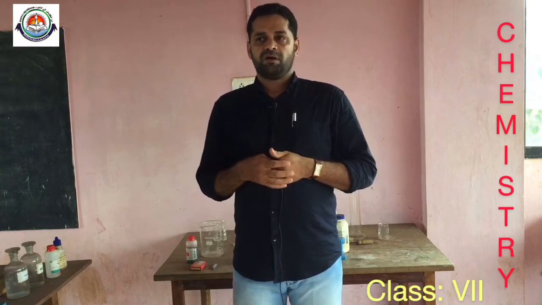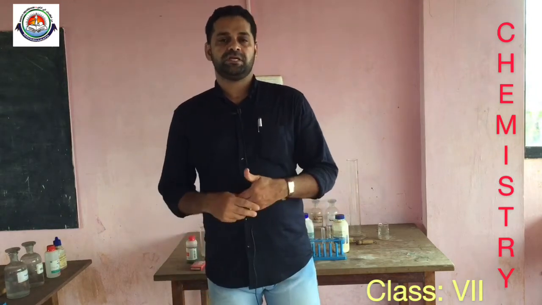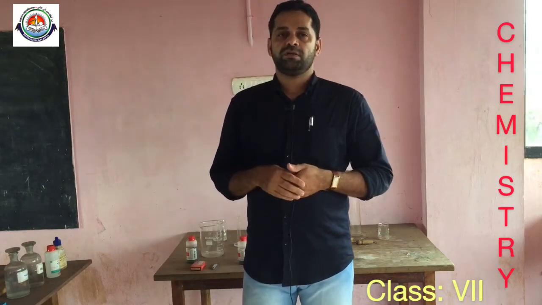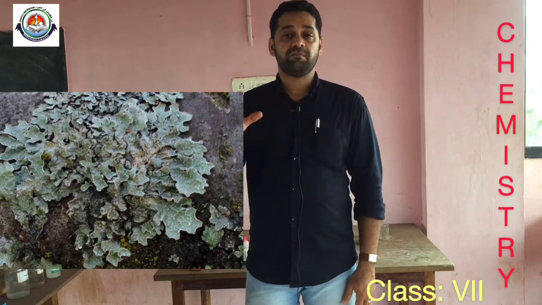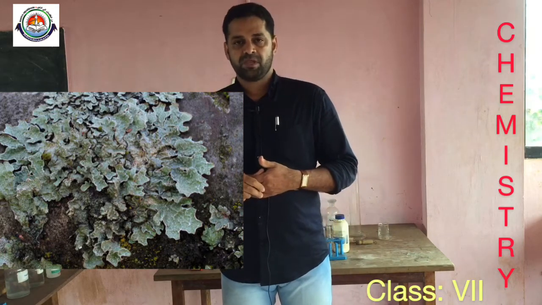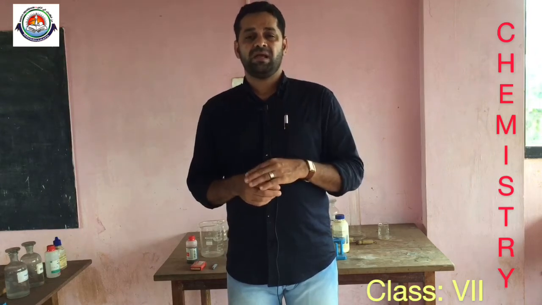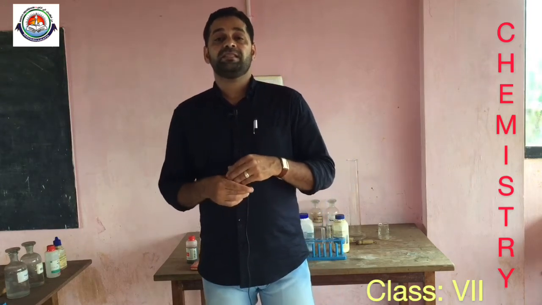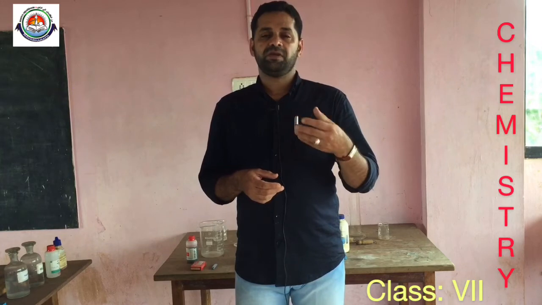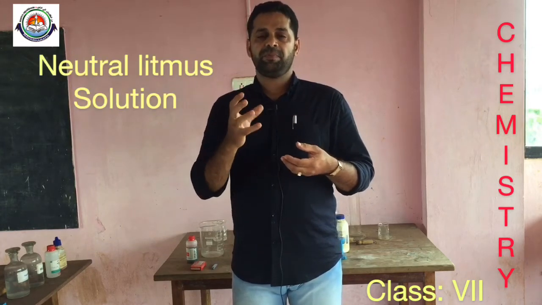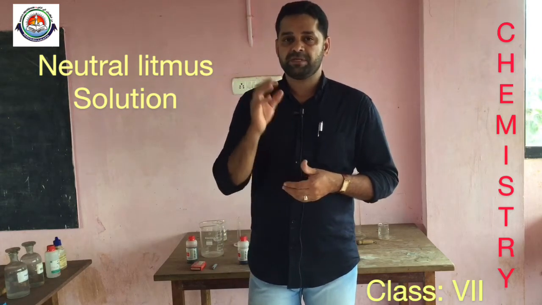And here, first of all, we are going to discuss litmus solution, litmus indicators. Litmus solution is extracted from the dyes of the lichen plant. Litmus which is prepared in distilled water has a purple color, and it is called neutral litmus solution.